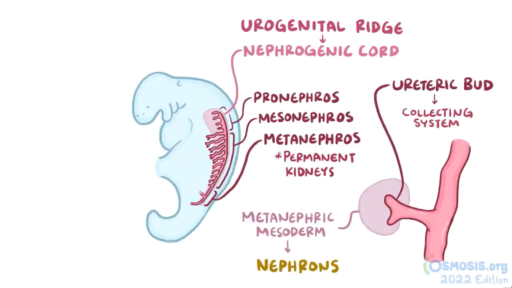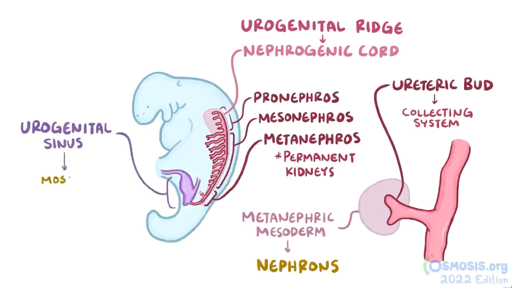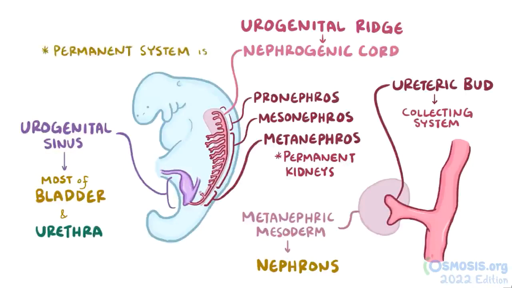The metanephric mesoderm also forms a small part of the bladder, but the urogenital sinus is responsible for most of the bladder and the entire urethra starting with the 4th week. The permanent urinary system is mature enough to secrete urine starting around week 10 of intrauterine life.